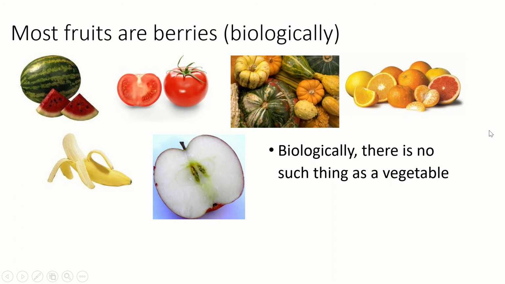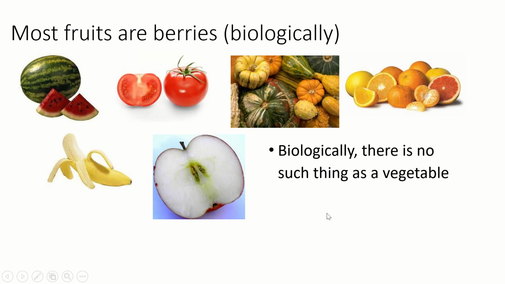Now, most of the things that you think of as fruits and a lot of the things that you think of as vegetables are actually biologically categorized as berries. What does that mean? And what do you mean there's no such thing as a vegetable? A vegetable is a dietary classification. It's not a biological or botanic classification. A vegetable is something that is more savory than it is sweet, whereas fruits tend to be sweeter and not savory.